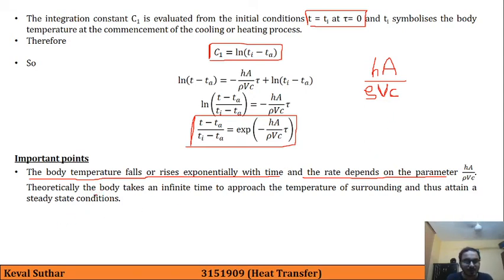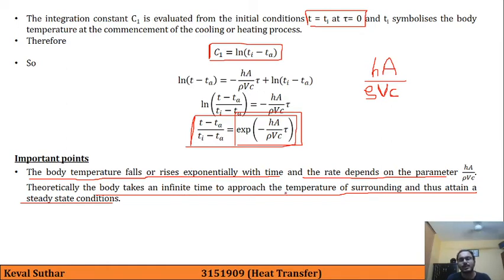Theoretically, the body takes an infinite time to approach the temperature of the surroundings and thus attains steady state conditions. So the behavior of the exponential function is such that to reach the exact value it will take an infinite amount of time.